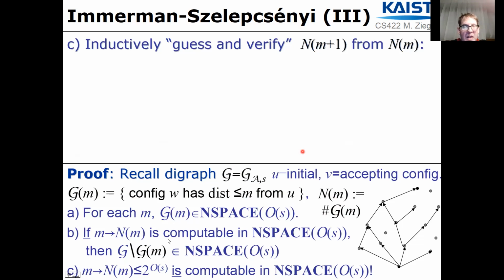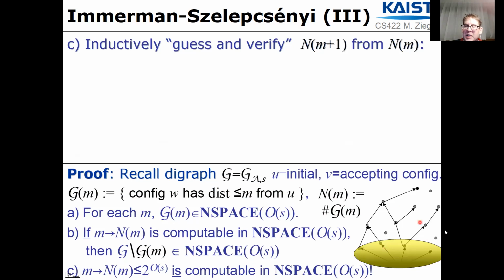Remember, in general, in our application, m will be exponential, but the running time doesn't matter. We're only talking about memory, and we want to get away with only linear overhead in memory, which means we only want to store a constant number of intermediate configurations throughout the computation. So here's the algorithm that computes n of m plus 1 from n of m.